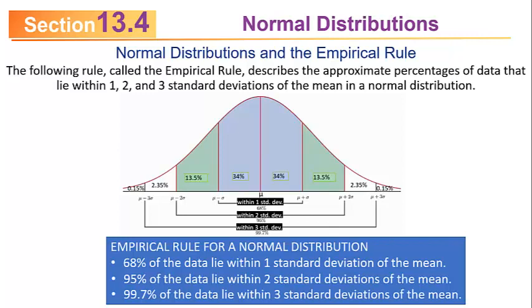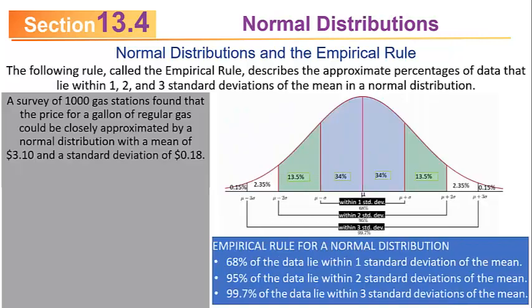What's left over in the tails, you split between the left tail and the right tail, and it turns out to be about 0.15%. And if you add all those numbers up, within rounding error, you'll get 100%. That's the empirical rule. Let's use it here.